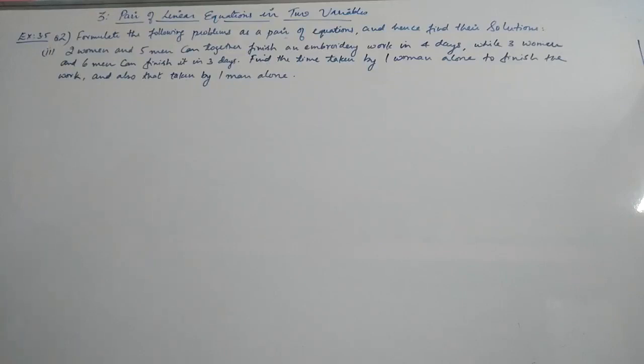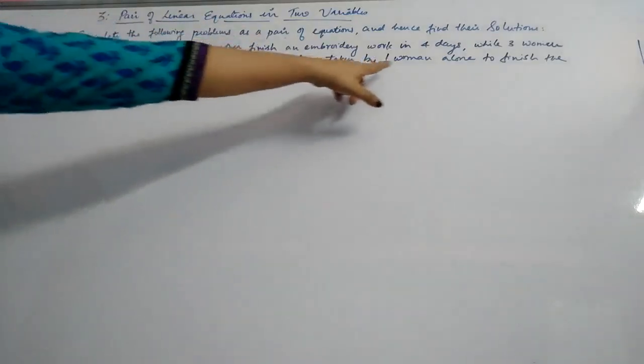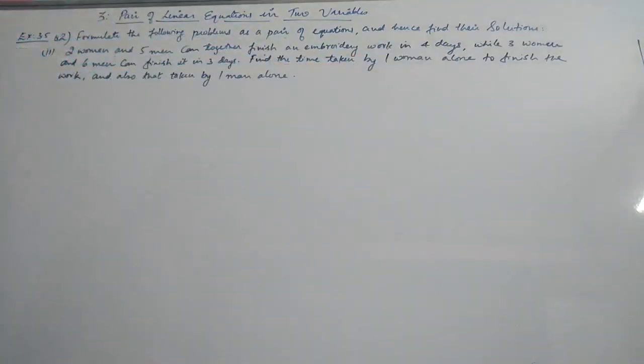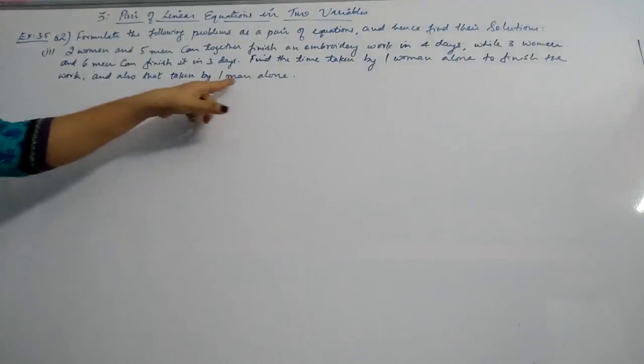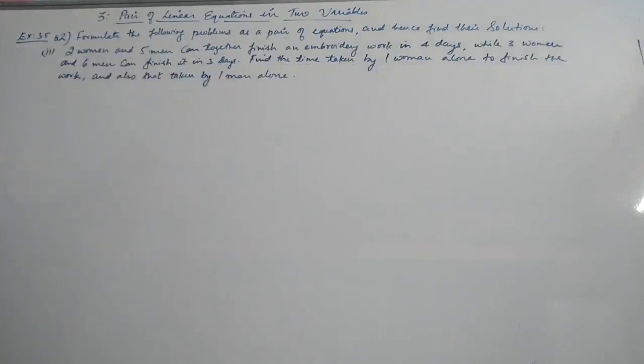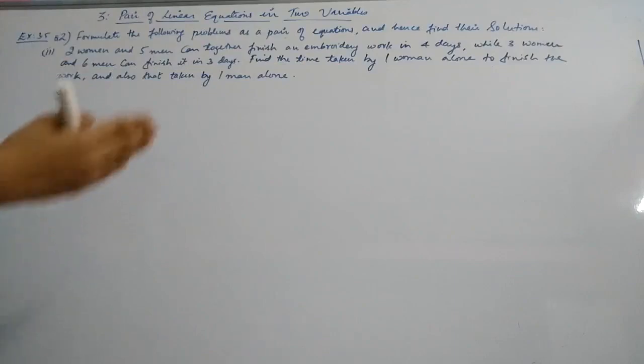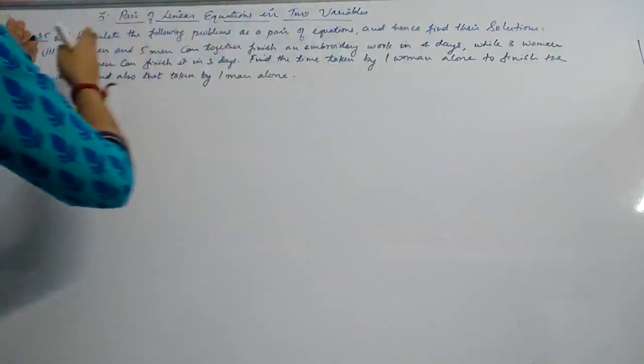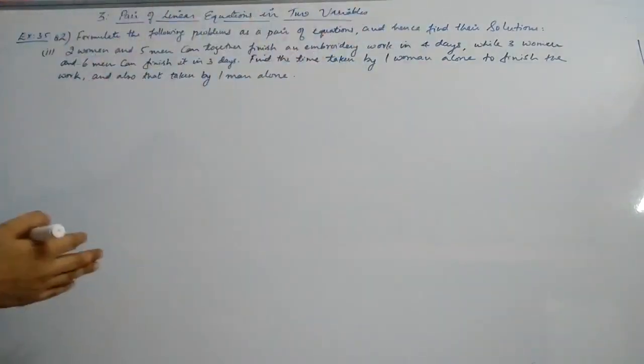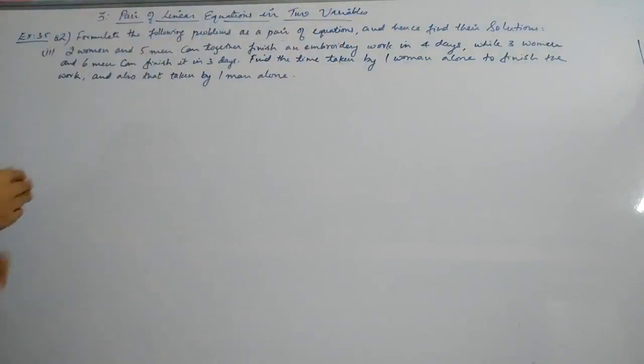Now for this type of questions, we have to take the time taken by 1 woman alone as one variable and 1 man alone as the other variable, and we have to go for the work done in 1 day, because this is given in 4 days. These two people can do this much of work, right? So we will just transform it into 1 day's work, okay, and form the equation.